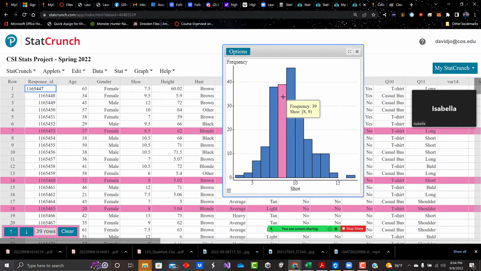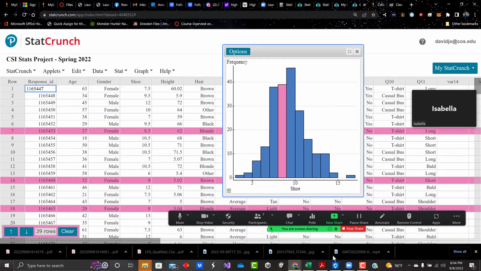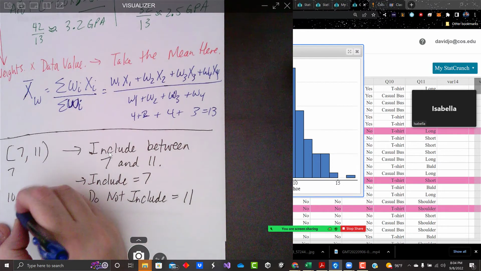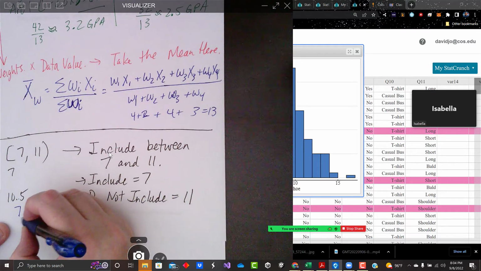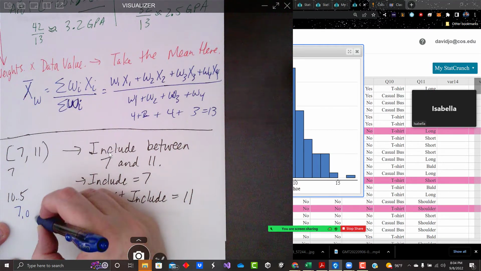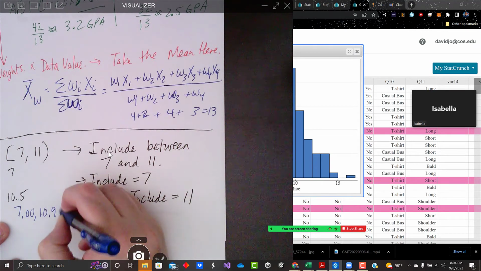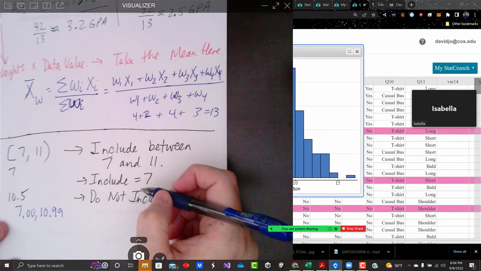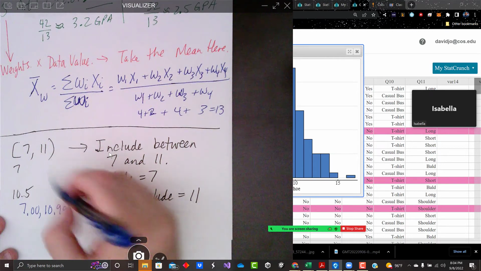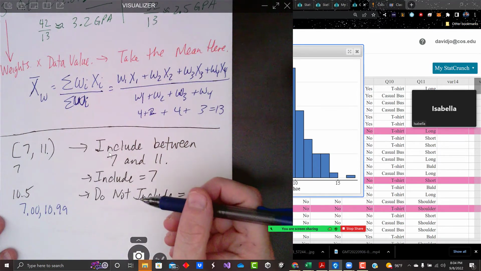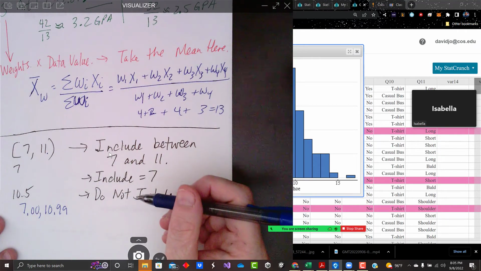But in my math lab, they won't show it like this. They'll show 7.0 on the left, or 7.00, and on the right they might say 10.99, a number that's really close to, but just less than 11.